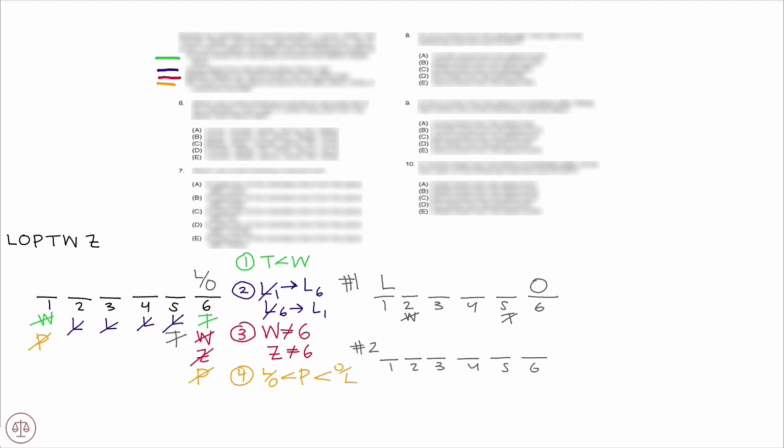Then we have our second option where L is going to be 6th, and we know here that W is not first because T is before it. Again, T is not 5th, and we know P is not first because O has to be before P, because in this option we have O, P, and L. Whereas in our first option, we have L, P, O.